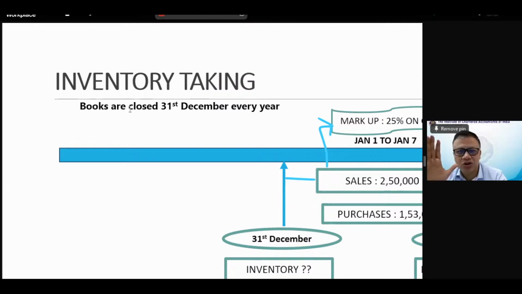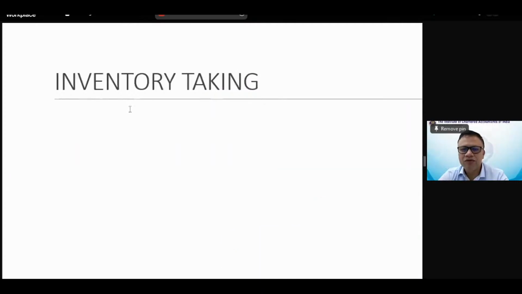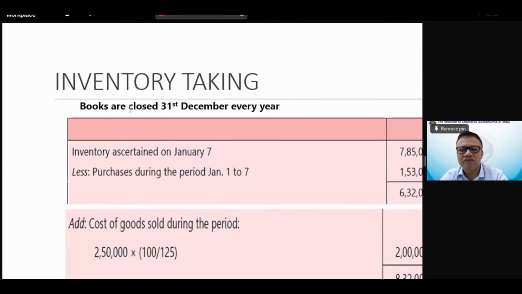Because these are fresh stock. So I removed the fresh stock. I got the old stock of 6,32,000. But I am interested in finding the stock as on 31st December, which is required for my audit purpose. In the meantime, from that, 2,50,000 has been already sold to the customers, which I cannot get back. I cannot ask the customer to give it to me for my audit purpose, practically.